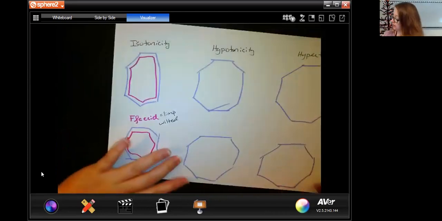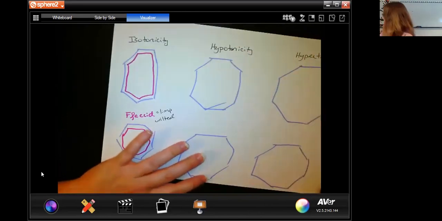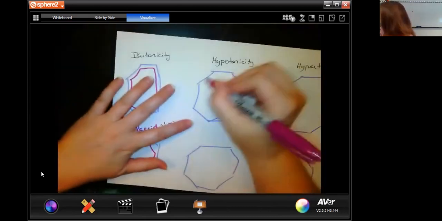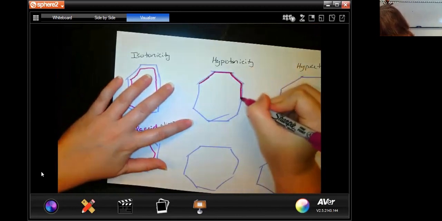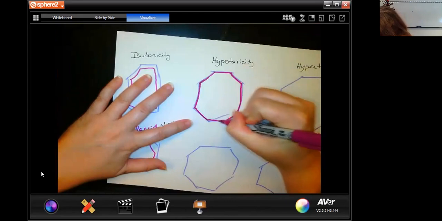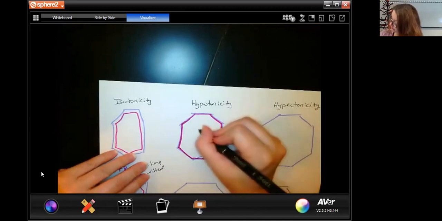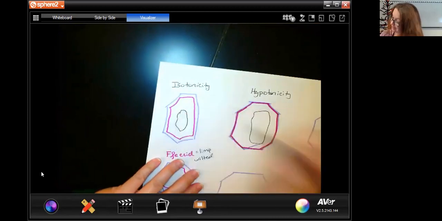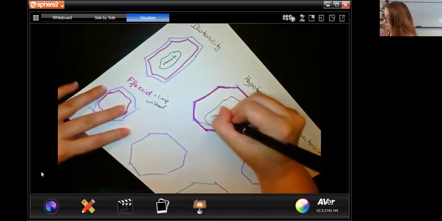In hypotonicity, where water is rushing into the cell, in animal cells, we burst and die. Plant cells, this is what they want. They want to be hypotonic, because of what hypotonicity does for a plant cell. There's a vacuole in here, right? So this vacuole is not as filled up. This vacuole is full.